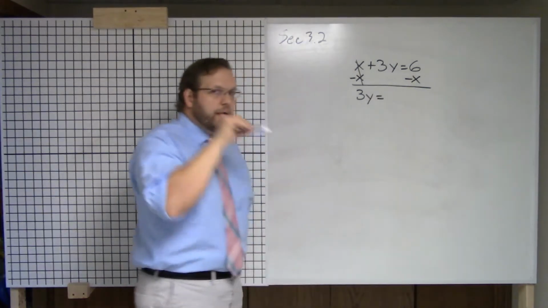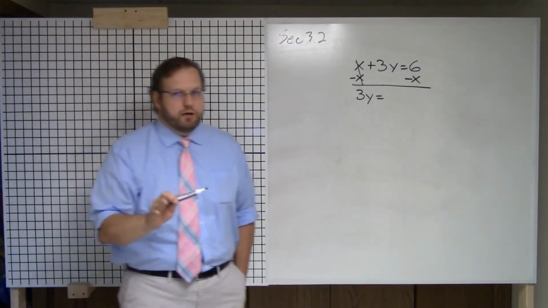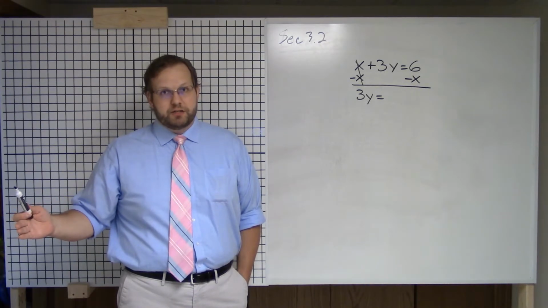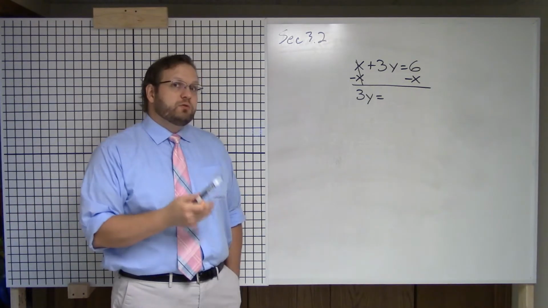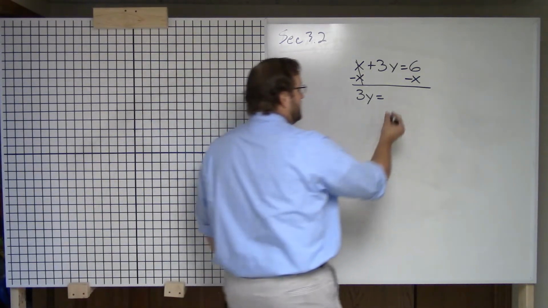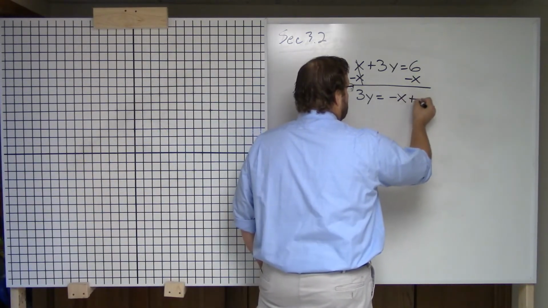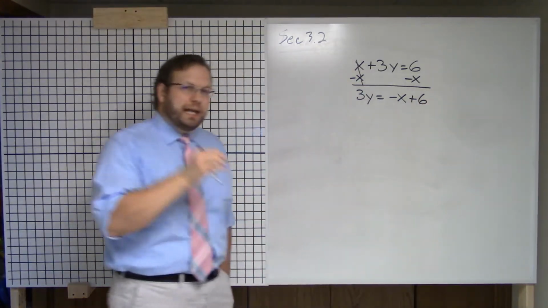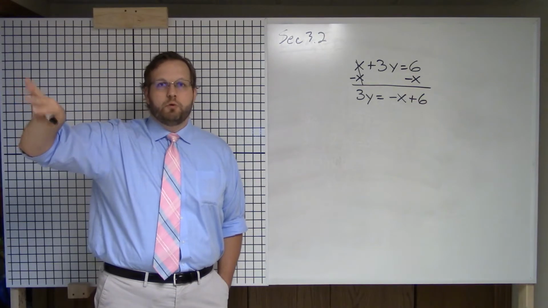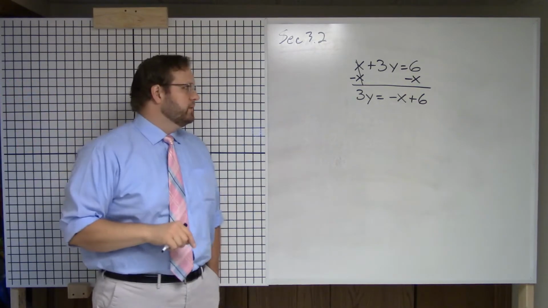And then I could write 6 minus x. That's not wrong. However, when we get into slope-intercept form in the next couple sections, it's really important that you start the habit of putting the x first. So I'm going to write this as a negative x plus 6. Again, put the x first for later. That's an important skill and habit to have for later.